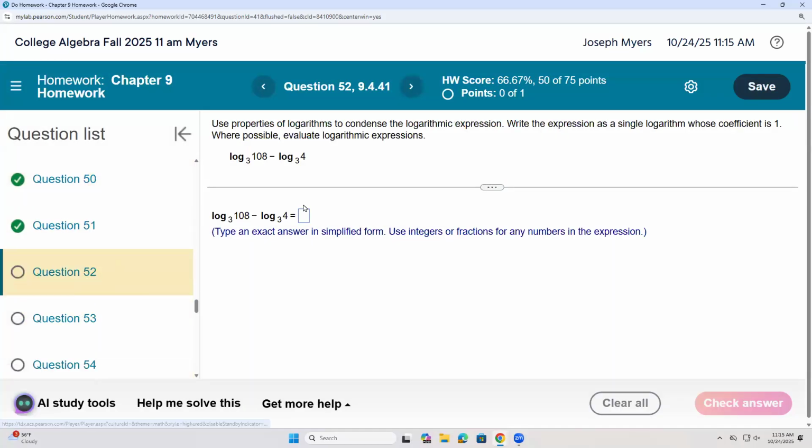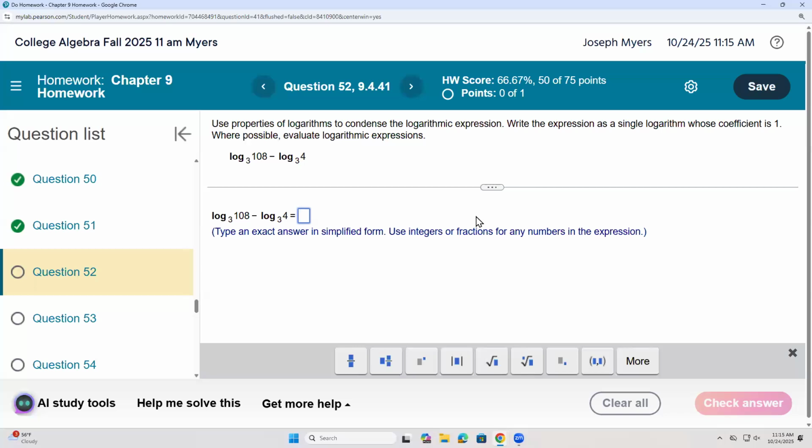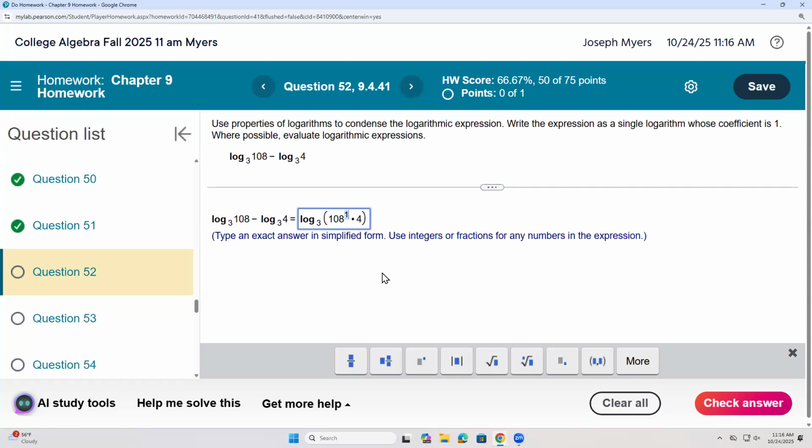All right, 52. So this one is now that we're condensing them. So do you feel smart enough to condense things? So let's see. So this is going to be a log base 3 of 108 times 4. What power should the 108 have on it? It has no power in front, which is invisible 1. And what power should the 4 have on it? What should it have on it?